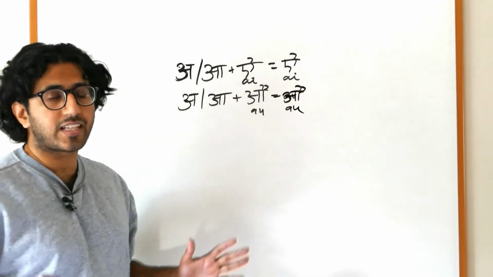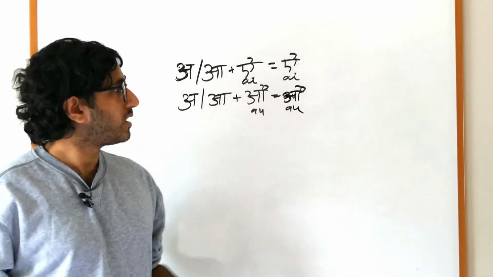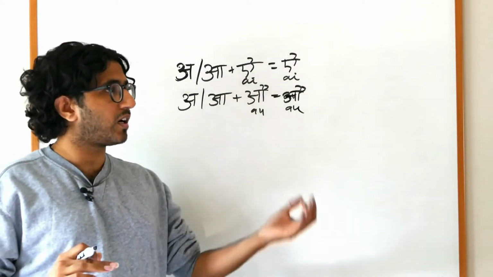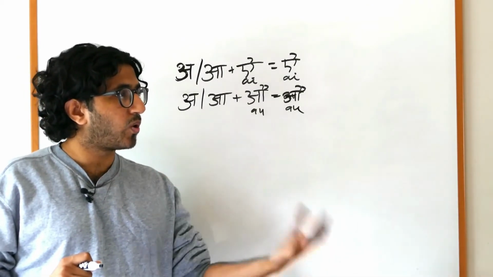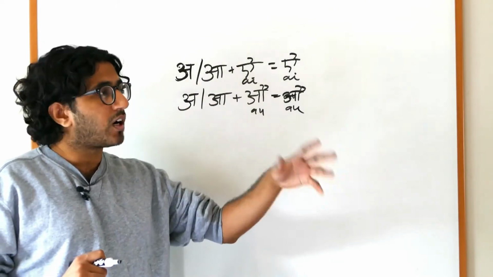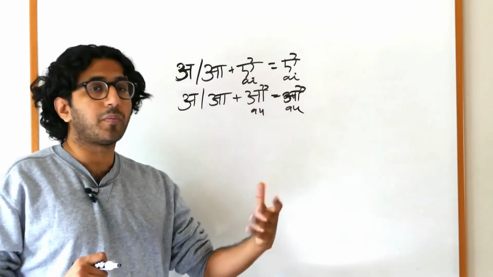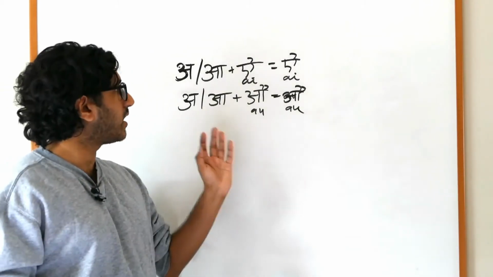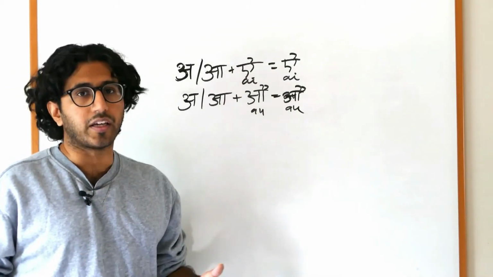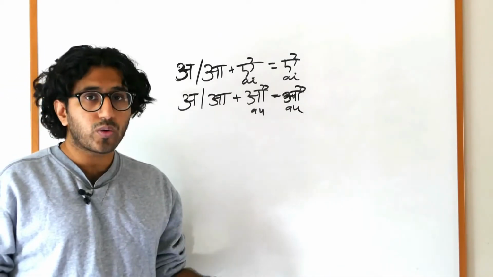Okay? It just stays that way. It doesn't change. Okay? So in Guna Sandhi we had A and E become A, and A and U become O. In Vṛddhi Sandhi we have A and A become A, and A and O become O. But now if we go further, A plus AI, you're going to get AI. A plus AU, you're going to get AU.